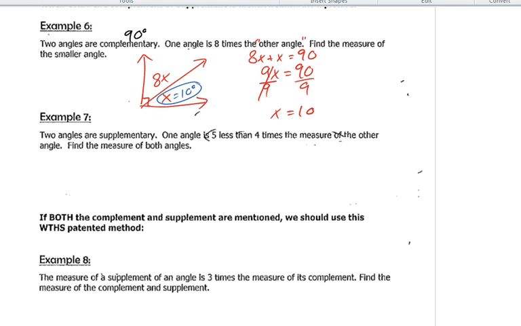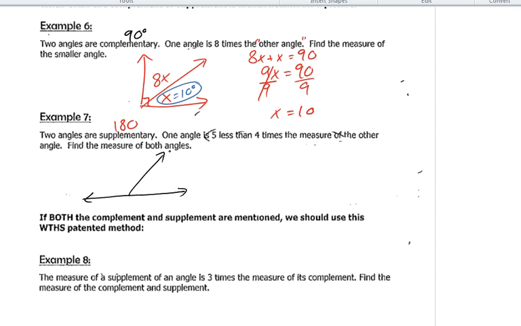Okay. Here's one with supplementary. So again, right off the bat, thinking 180. Two angles are supplementary. One angle is 5 less than 4 times the measure of the other angle. Find the measure of both angles in this case. Okay, don't panic with all the words and 5 less, 4 less, all that stuff. Draw yourself a picture. So we have two angles that are supplementary. They form a linear pair.